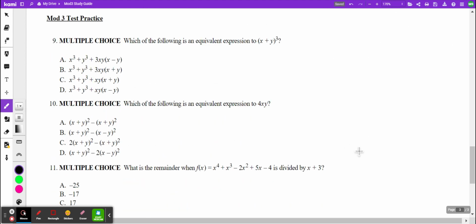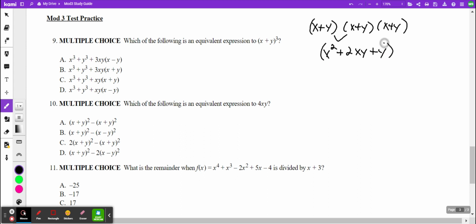Last page, everybody. Which of the following is equivalent to this? Well, I'm going to just have to multiply this out. So I know that I have x plus y times x plus y times x plus y. I write this out. The next step I have to do is multiply these, and I know I'm going to get x squared plus 2xy plus y squared. And I still have this x plus y.